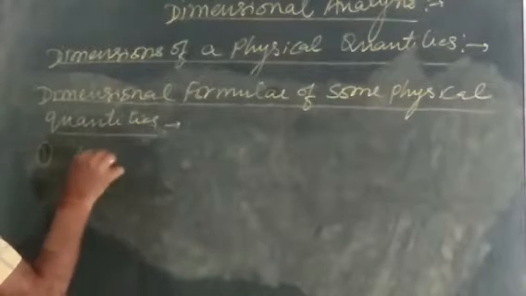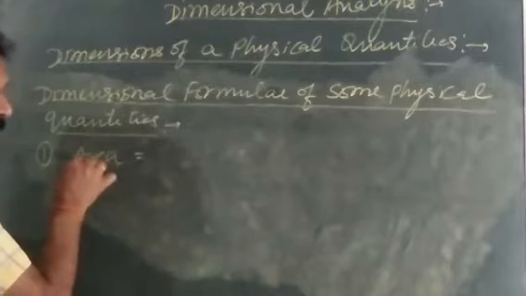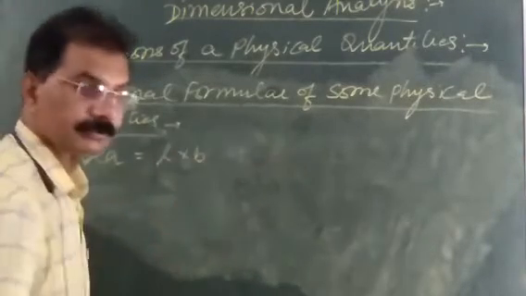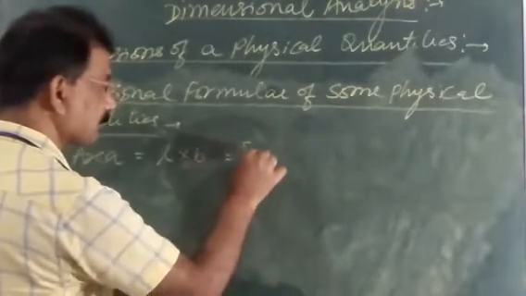So same way, first one, suppose area. Already I have told you how you can find the dimension of area. So first you will write what is the formula you know for area. You know length into breadth. And you know length, its dimension you will write L.